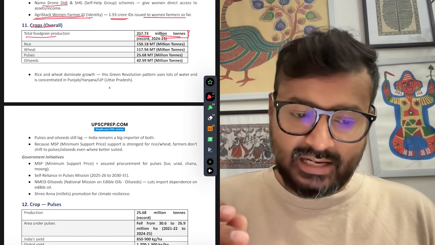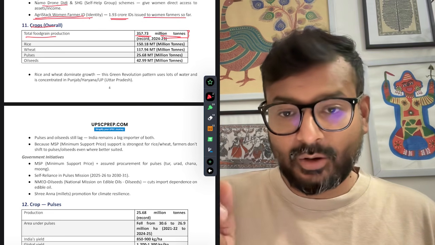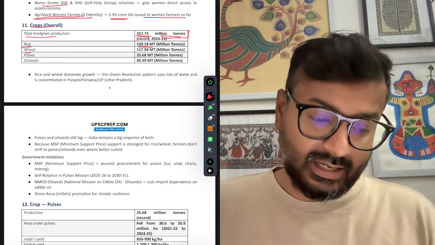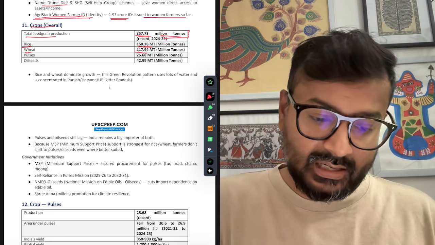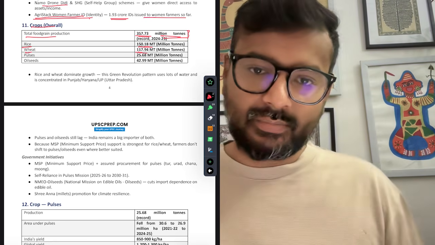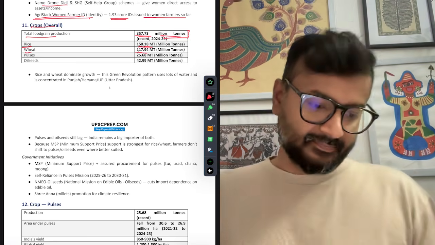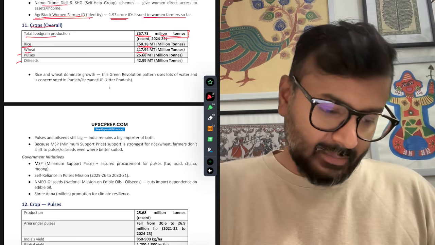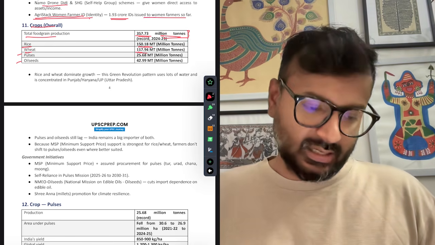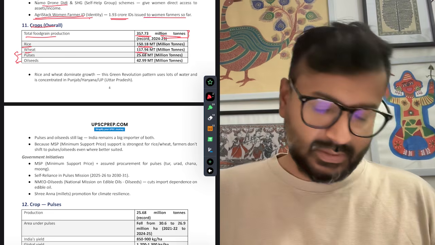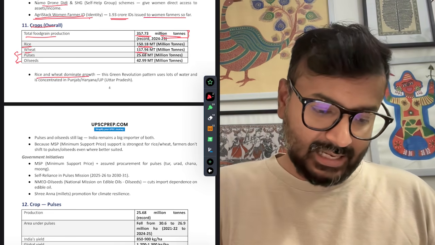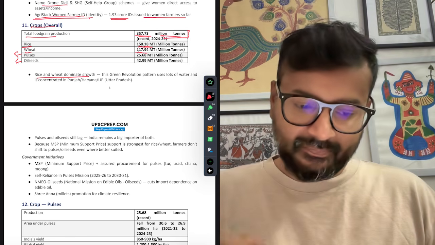Now inside this, you'll notice that it is majorly dominated by a couple of crops. Rice is 150 million tons and wheat is 117 million tons, so almost two-thirds of the food grain production is just rice and wheat. Then you have pulses and oil seeds, which are produced in lesser amounts in India. We'll see about these crops later in this video. So what we can say is that rice and wheat dominate growth.